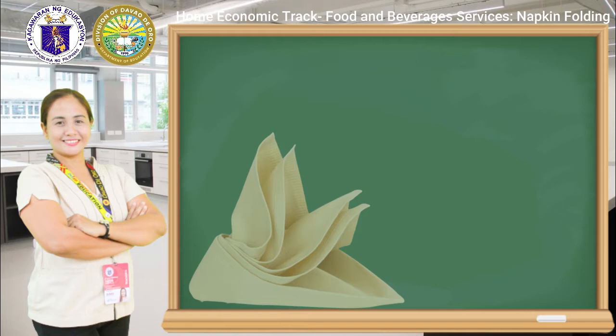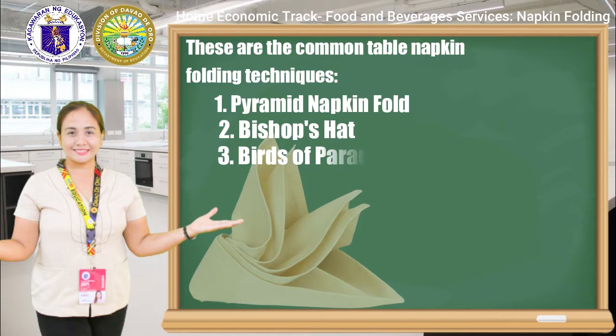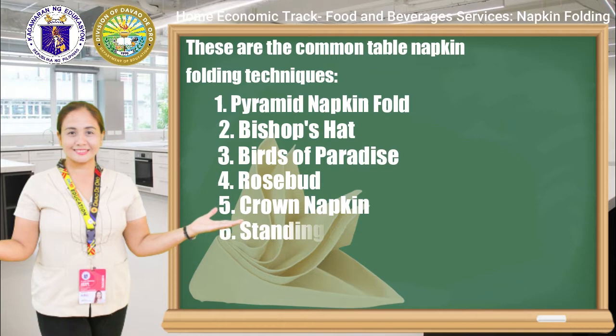These are the common table napkin folding techniques. Number 1 is the pyramid napkin fold. Number 2, the bishop's hat. Number 3, the birds of paradise. Number 4, the rosebud. Number 5, the crown. Number 6, the standing fan. Number 7, the rose napkin fold. And 8 is the sail.